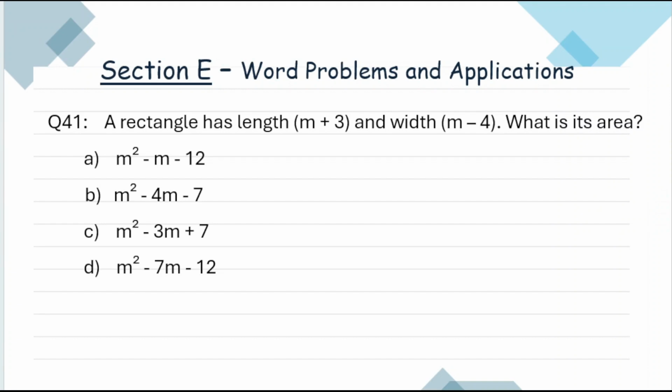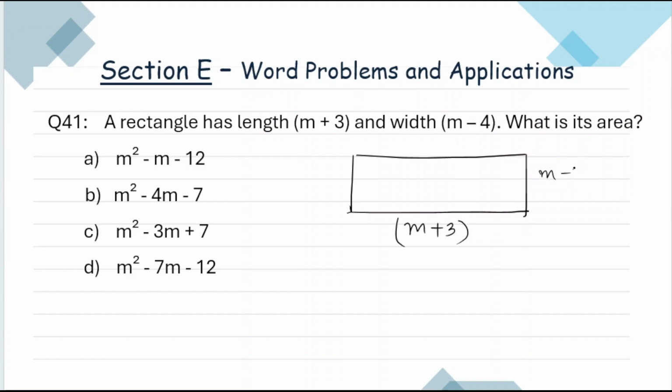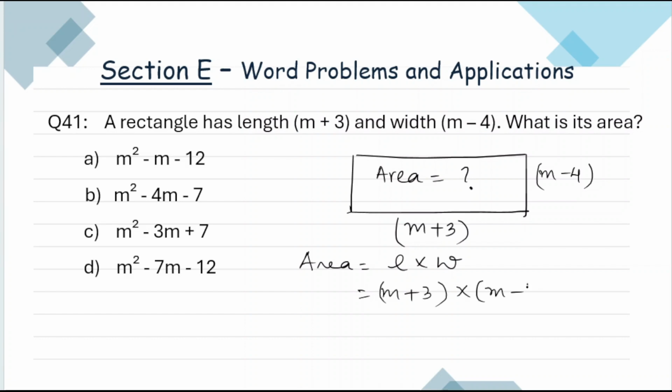Section E. In section E, we will be taking some word problems and some applications of all the combined operations of polynomials. So let's see. A rectangle has the length m plus 3. So this is the rectangle and it has the length of m plus 3 and the width of m minus 4. And we need to find its area. What is the formula of area of rectangle? Its area is length times width. So let's multiply m plus 3 with m minus 4.